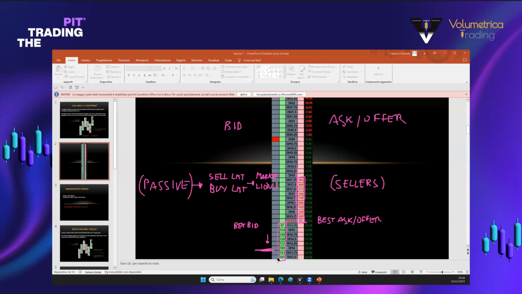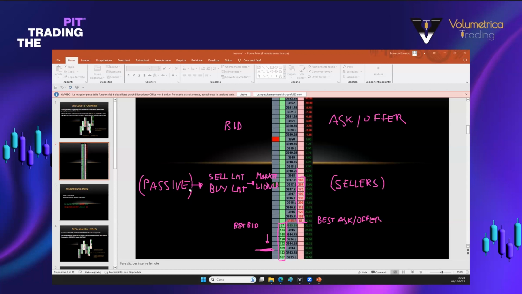Why? Because let's assume for a moment I am not a passive trader. I'm not price sensitive. I don't really mind having that specific price. Let's assume I want to be executed at whatever price it is possible to have that execution.